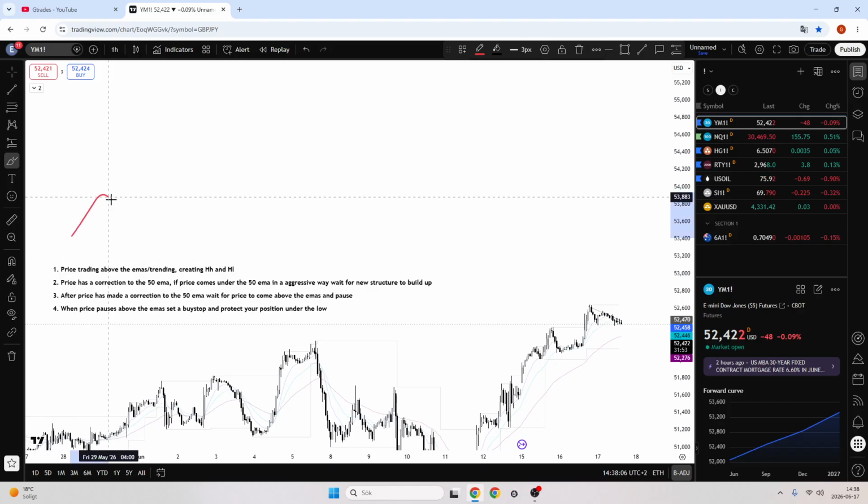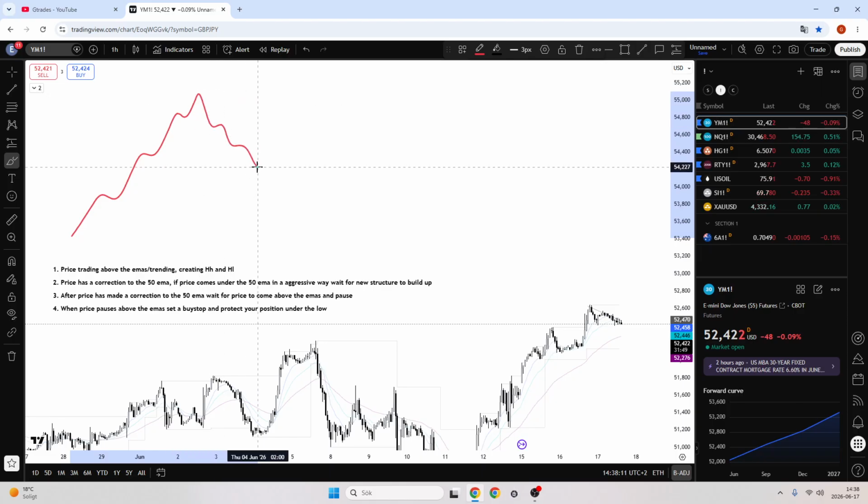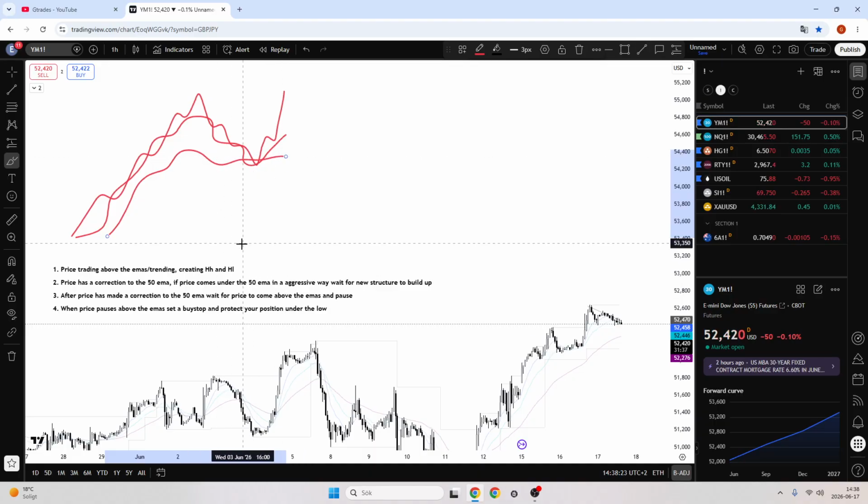Price trading above the EMAs. Let's do like this. Correction to the 50 EMA, and something like this. So here's the EMA right here, flushes down, and maybe here is the 50 EMA, right, just like that, and price flushes down to the 50 EMA and trades up in an aggressive way and pause here. This would basically mean that we take a buy stop right here and let it run to the upside or do whatever it wants to do, right?